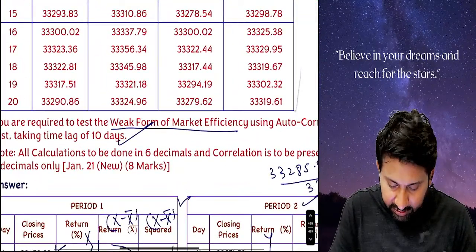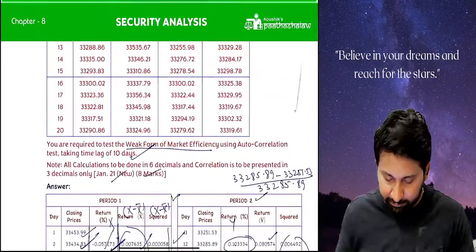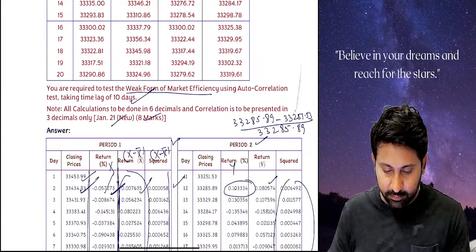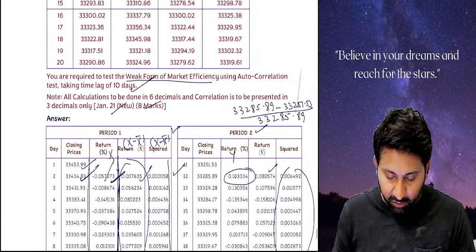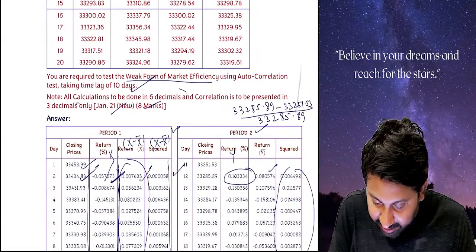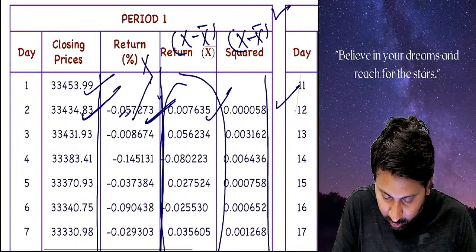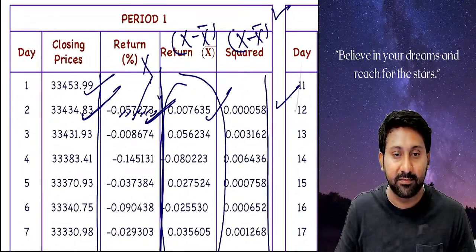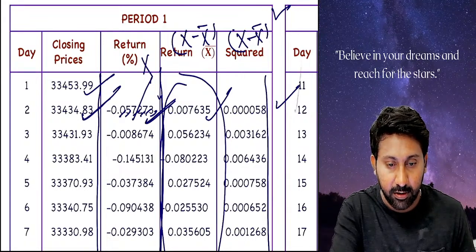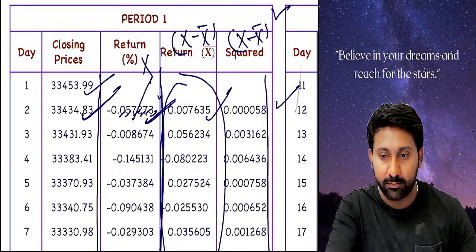In the recent attempt, Jan 21, an 8 marks question has come. And moreover, if you observe, all calculations are to be done in 6 decimals. That's why here I have given the answer in 1, 2, 3, 4, 5, 6 decimals.